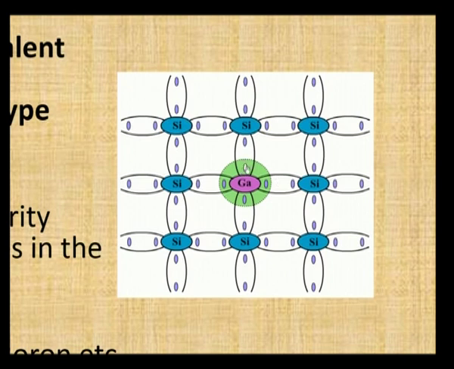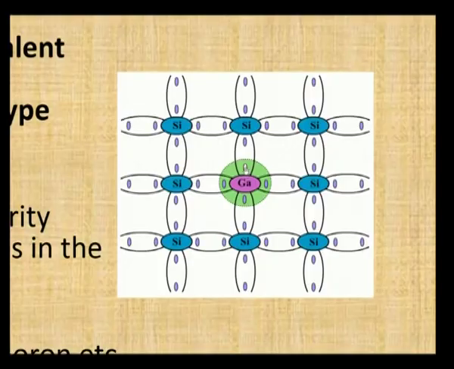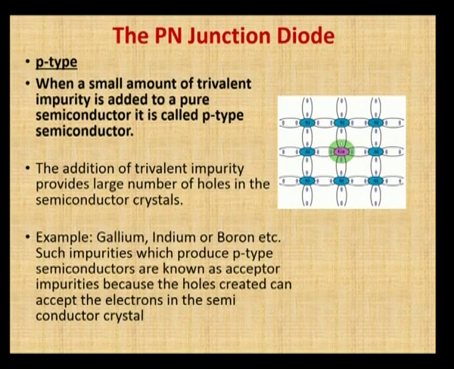So this will make us a p-type semiconductor. Since only holes are left over here, we call this a p-type semiconductor. The impurities that we add here are, for example, gallium, indium or boron. Such impurities which produce p-type semiconductor are known as acceptor impurities, because they produce holes. So this type of impurity will produce holes, and this type of semiconductor we call p-type semiconductor.